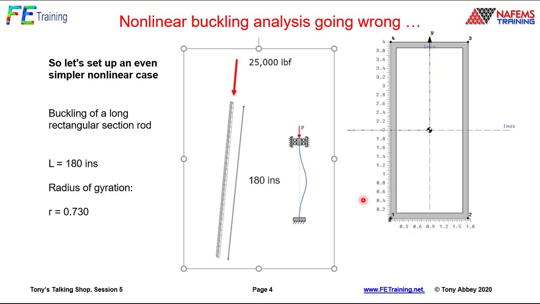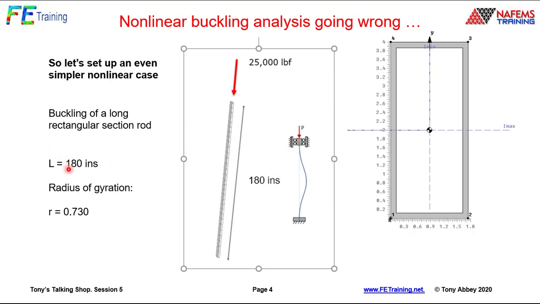So let's backtrack. Let's set up an even simpler case, a nonlinear case where we've just got buckling of a very simple, long rod. It's 180 inches long, with a rectangular cross section, and the boundary conditions are that it's a guided type of rod, fixed at one end and guided at the other. If you ever try this little experiment with a drinking straw, say in Starbucks or somewhere like that, if you're allowed to buy drinking straws these days, if you get hold of the ends and try to squeeze them together and keep them parallel, it actually requires quite a lot of force. So this is what we're setting up here.